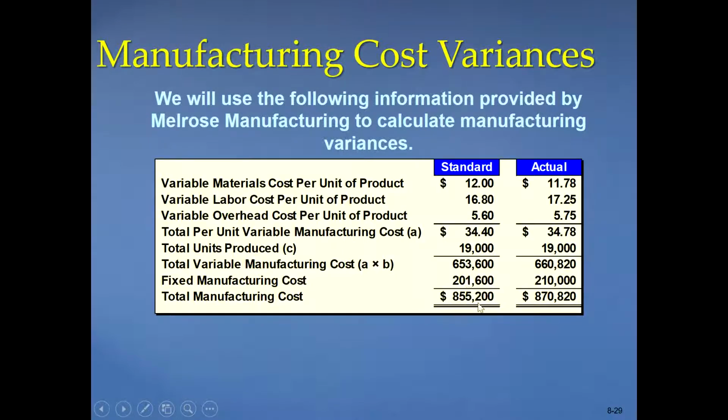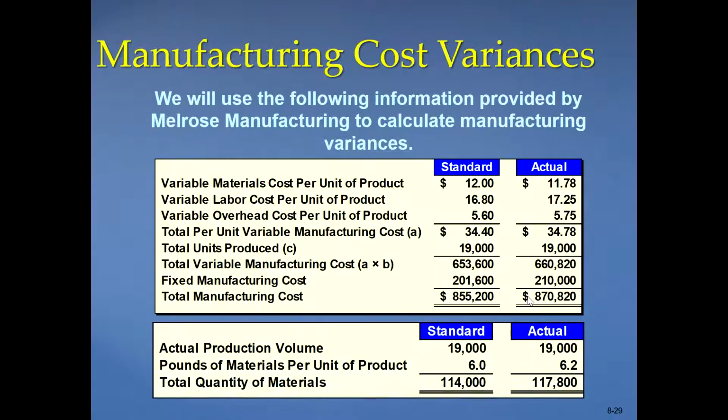So this is what we have, our total manufacturing cost. We know that total manufacturing cost is three elements, those material, labor, overhead. This is our variable cost. This is our fixed cost. If we add fixed and variable together, this is our total manufacturing cost. So from here we can see that the total manufacturing cost has unfavorable variance. We spent more than what we were supposed to spend. Right, so this is our actual production volume.